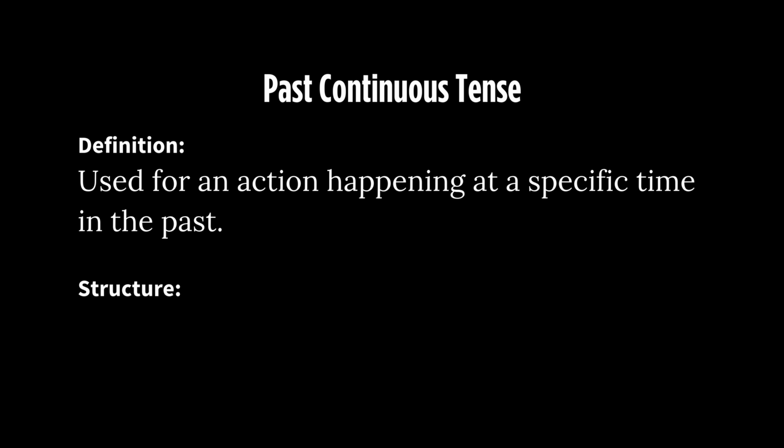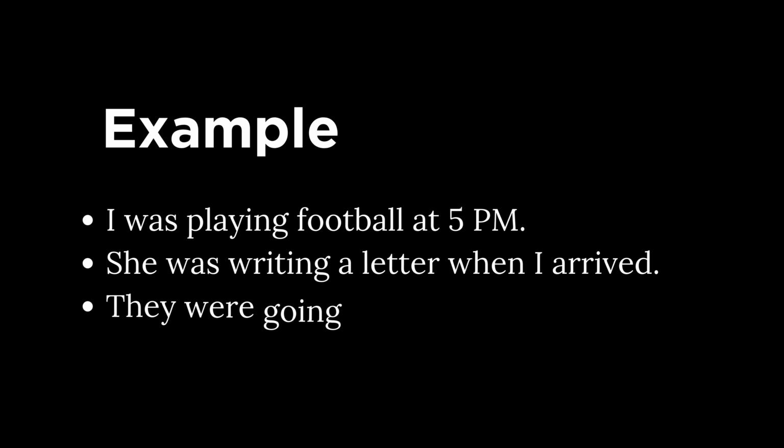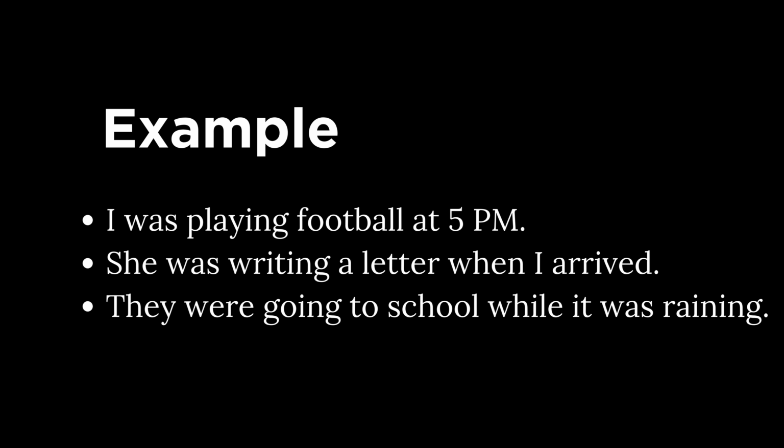Past continuous tense, definition: used for an action happening at a specific time in the past. Structure: subject plus was or were plus verb-ing plus object. Examples: I was playing football at 5 p.m. She was writing a letter when I arrived. They were going to school while it was raining.